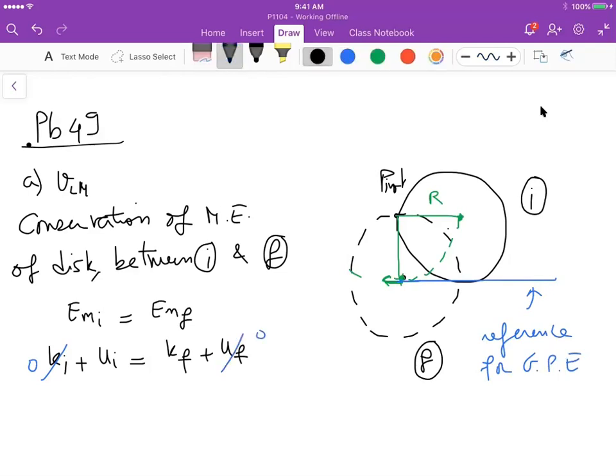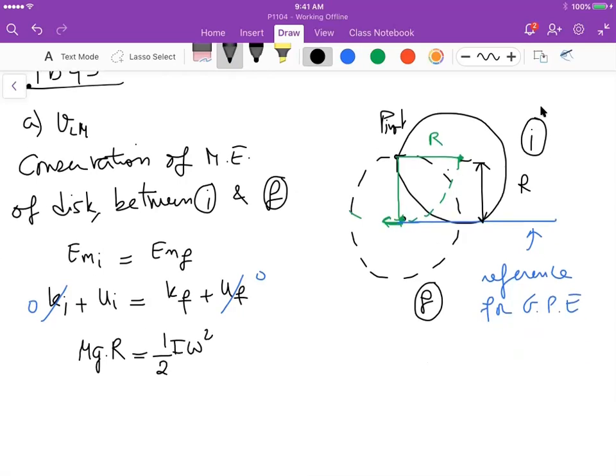Okay, and so this allows us to write down. Initially, the gravitational potential energy was given by m multiplied by g multiplied by the position of the center of mass, and the position of the center of mass was given by r. So m g r is equal to half I omega squared, the kinetic energy of rotation, where I is the moment of inertia of this solid uniform disk, which is equal to half m r squared. And so we end up with omega squared equal to 2 m g r divided by I.